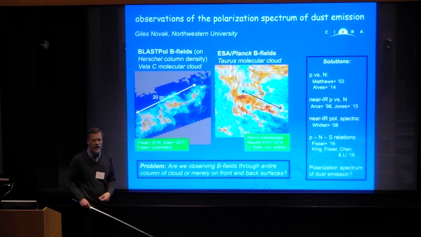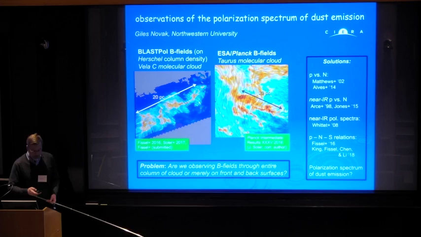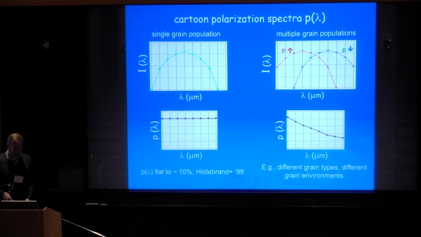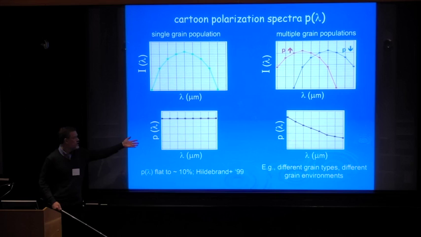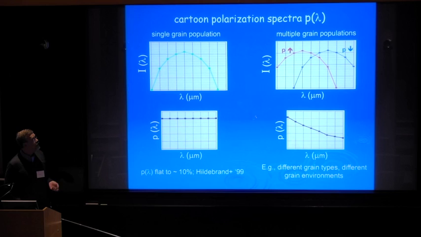The third variable is the local dispersion. But I'm going to talk about what polarization spectrum might have to add to this. So some very basics on the polarization spectrum of dust emission. If you have a very simple model where all your grains are exactly identical, then it was shown quite some time ago that the polarization spectrum doesn't have much information. It's very flat. So what you need if you want to get interesting polarization spectra is multiple grain populations.